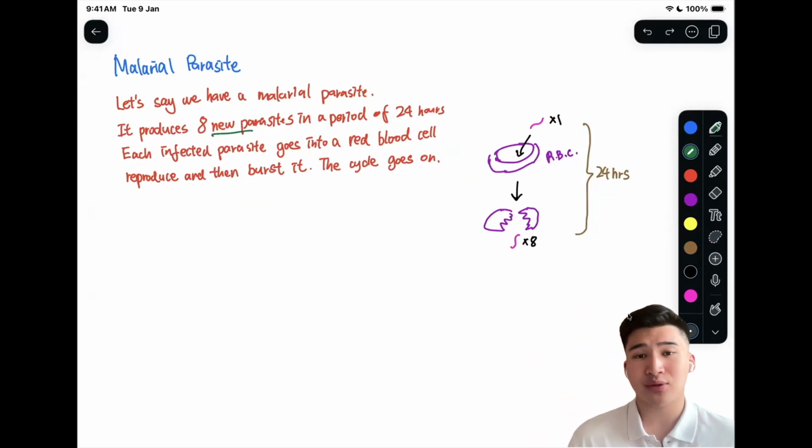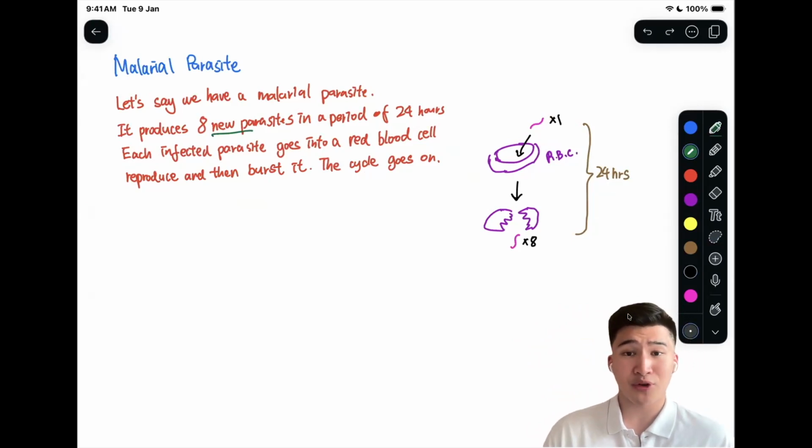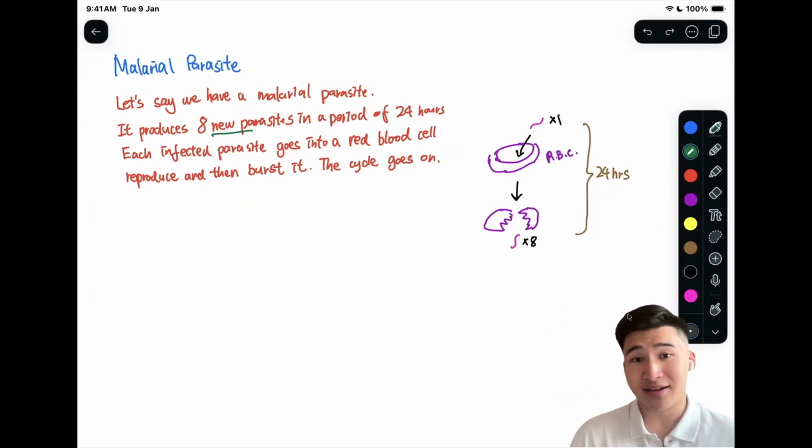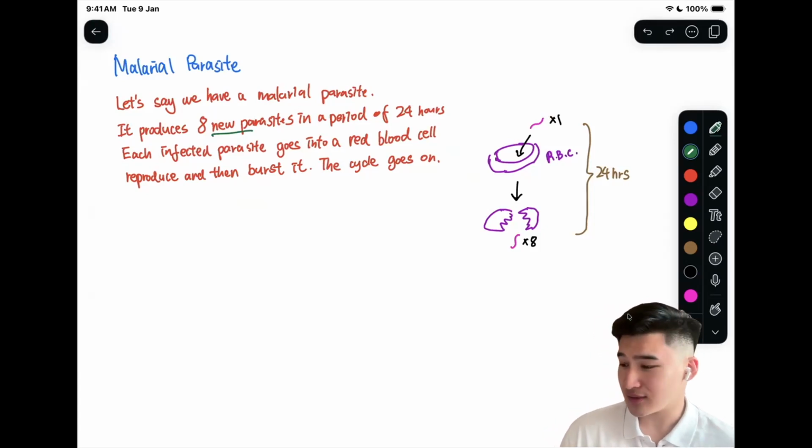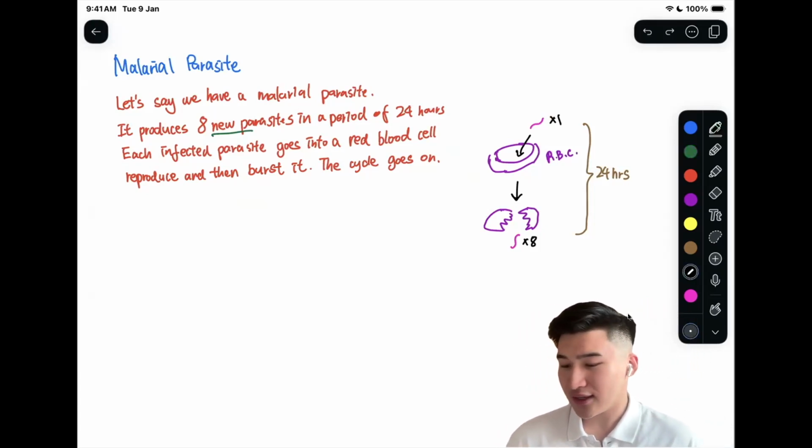So let's find a general term. Let's say someone were to ask me, how many parasites do we have in 5 days or 3 days? How would we know that? And this, my friend, is the power of recursive sequence. So let's define N_t, right?